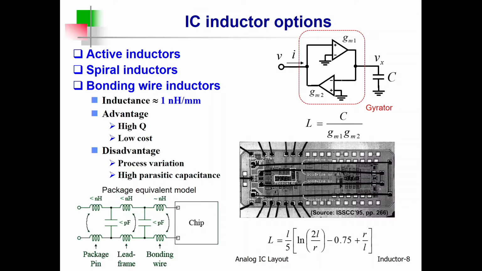Allow me to show you what kind of inductors you can have for our chip. First of all, you can have this kind of active inductor. Active means it uses op-amps to compose the so-called gyrator. And what is the function? To reverse the phase shift.